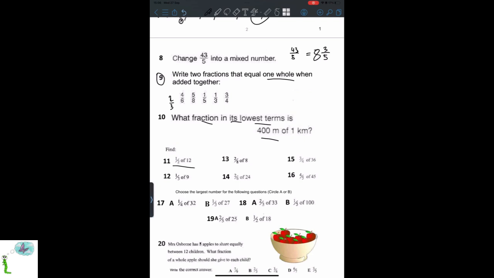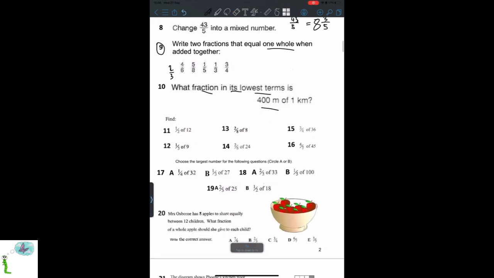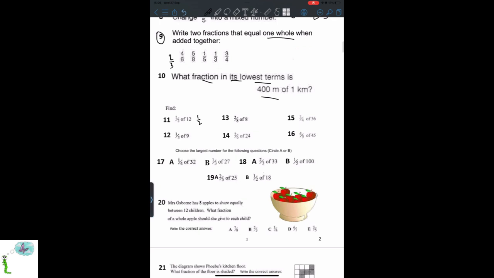So here, 1 over 2 of 12. So with these ones, when there's a fraction and there's an of, right? That basically just means times. Change this to a times, a times symbol. So it's just asking 1 over 2 times 12 over 1. Which is equal to 12 over 2, the top times the top, the bottom times the bottom, right? Which is equal to 6 over 1, which is basically just 6. So that's your answer. Again, I'm sure you know what half of 12 is, right?